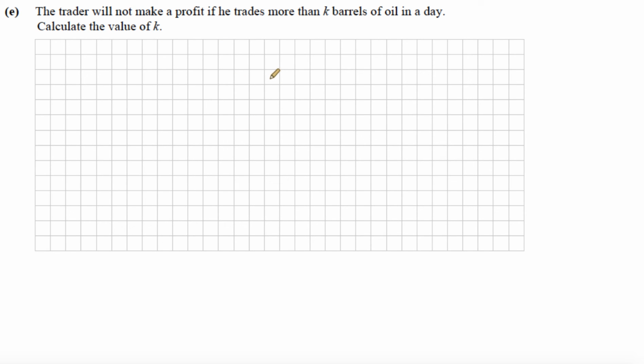Okay, and finally, part E. The trader will not make a profit if he trades more than K barrels of oil in a day. Calculate the value of K. Well, if the trader will not make a profit, that means his profit will be 0. So we're trying to find out how many barrels a day will give a profit of 0. So we let the profit function, which is P equals 96x minus 0.03x squared, be equal to 0.